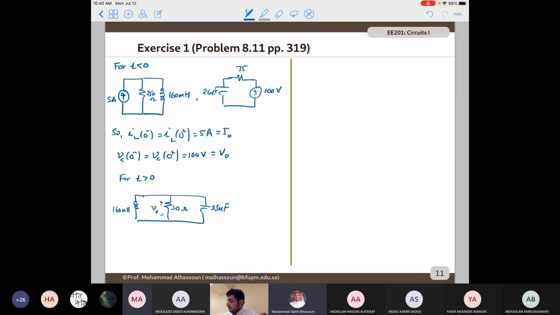Mohanna? We start by finding alpha and omega naught to determine the type of circuit. Okay. Is it underdamped, overdamped, or critically damped? So let's start with omega naught. Omega naught is 1 over the square root of LC. If we do that, with 160 milli and 25 micro, this is going to give me 500 radians per second.